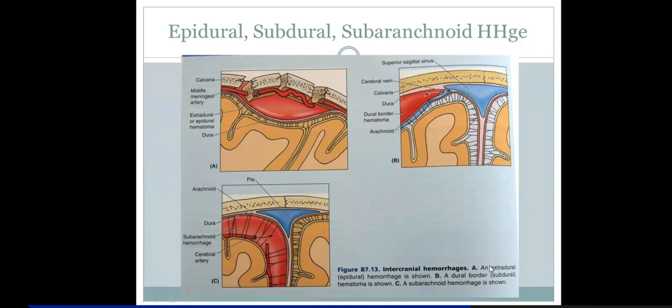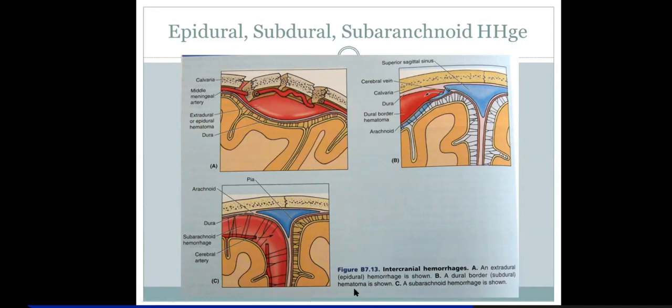Now this one is an extradural hemorrhage. In extradural hemorrhage, you can see this is the cranial vault, and there is a fracture. Can you see a vessel underneath that? This is a meningeal vessel which has been torn. So if a meningeal vessel ruptures, there will be a collection of arterial blood in the epidural space, and that is called epidural hemorrhage. One thing.